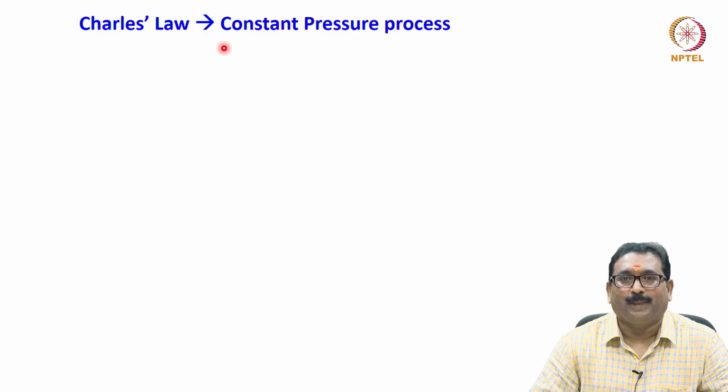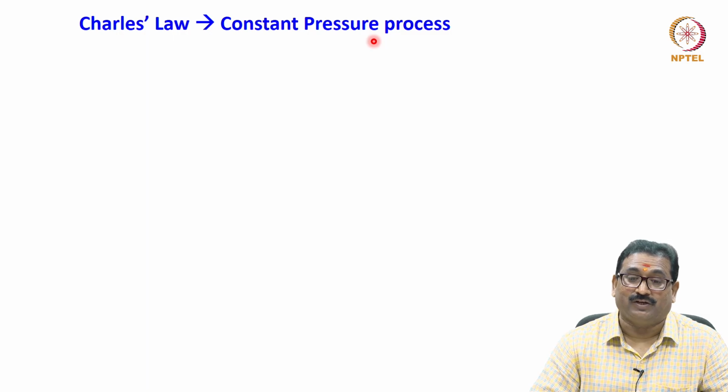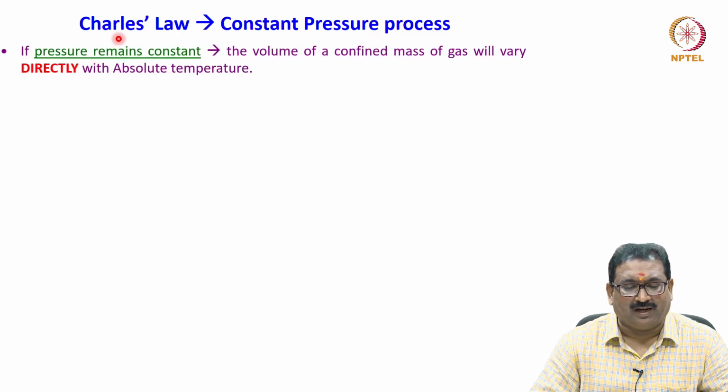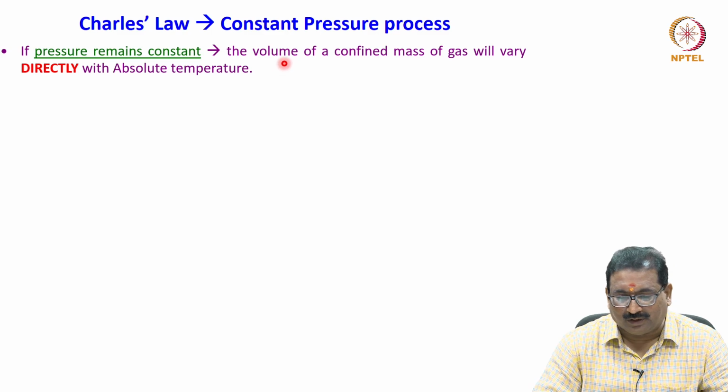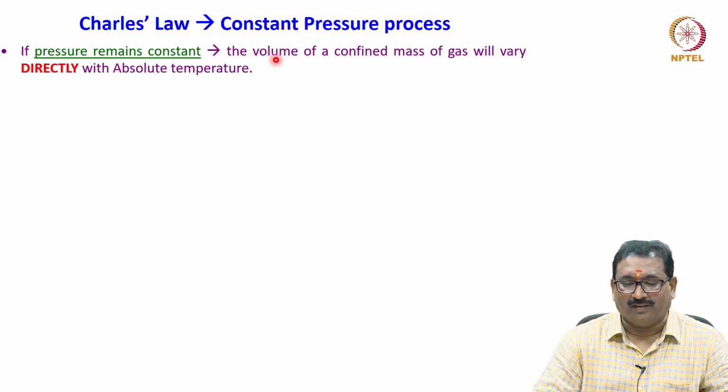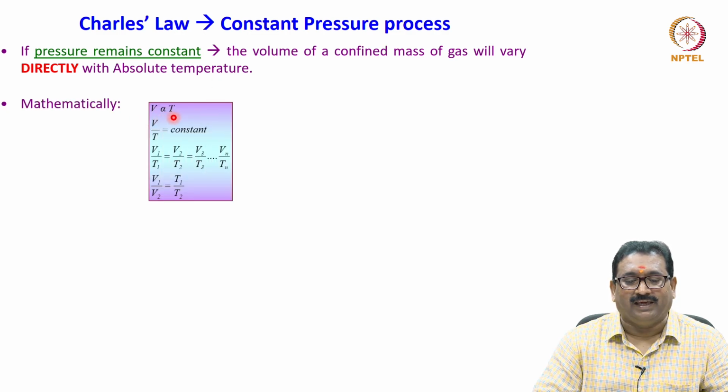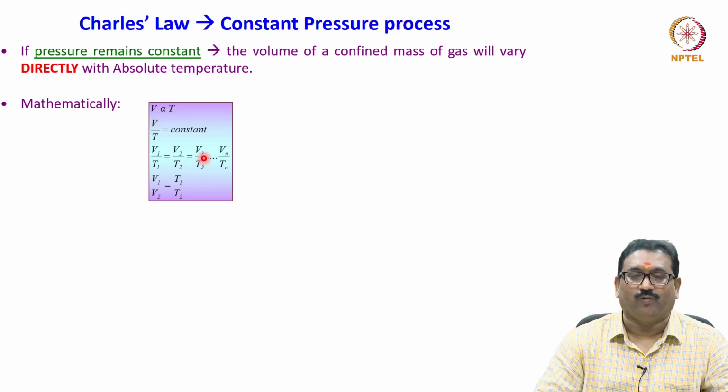Charles' law. Here it is a constant pressure process. If the pressure remains constant, what happens to the volume and the temperature? The volume of a confined mass of gas will vary directly with absolute temperature. Mathematically, V is directly proportional to T, or V by T equal to constant, or V1 by T1 equal to V2 by T2, or V1 by V2 equal to T1 by T2.